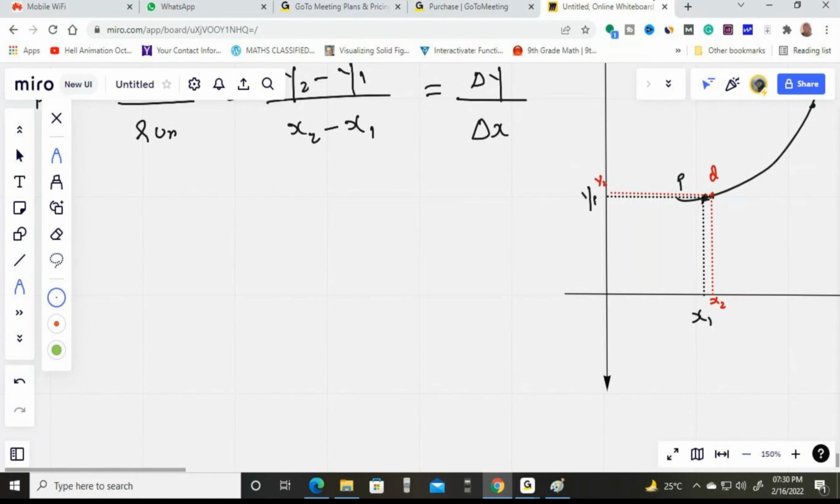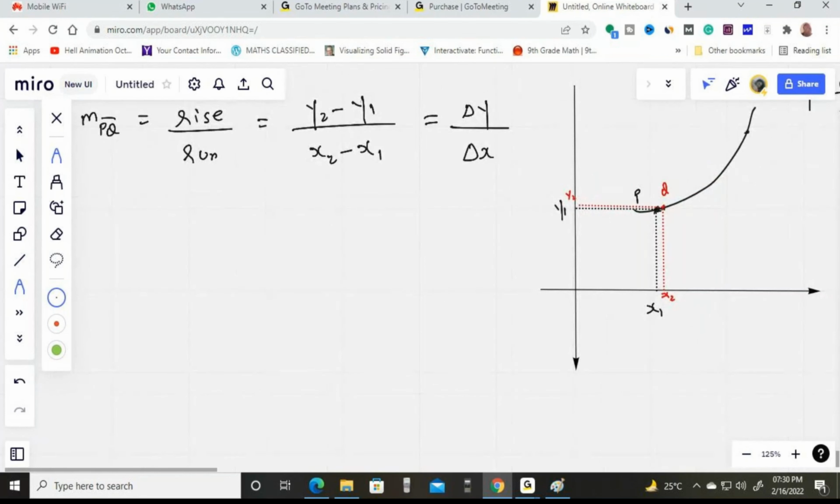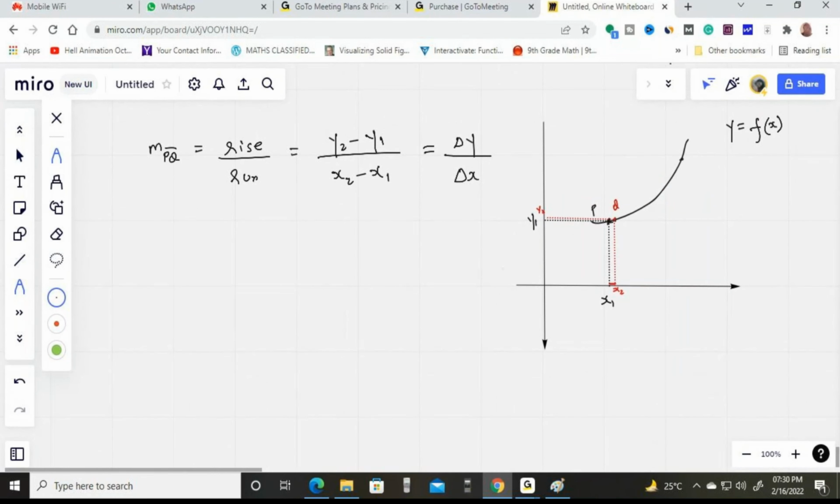Now you can see that the distance between X1 and X2 is extremely small. Too small it is. So you can say that del X is approaching towards zero. It means the difference is too small. It is not zero, but it is approaching towards zero, all right?